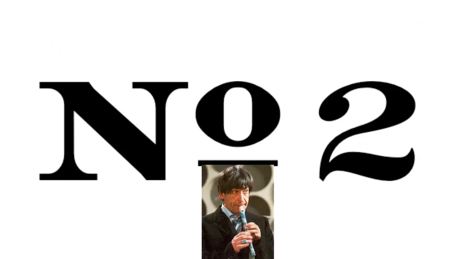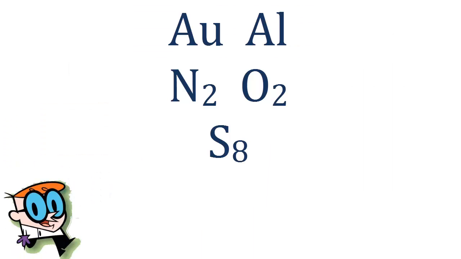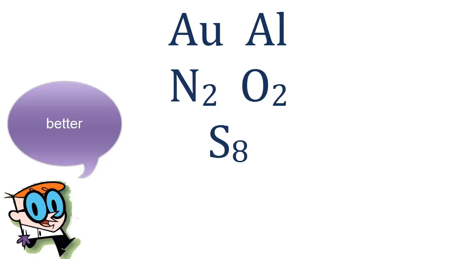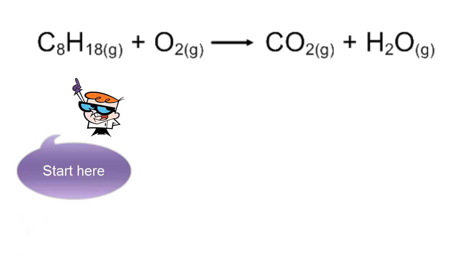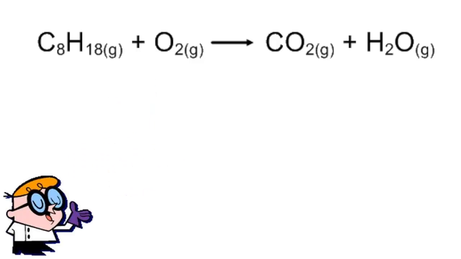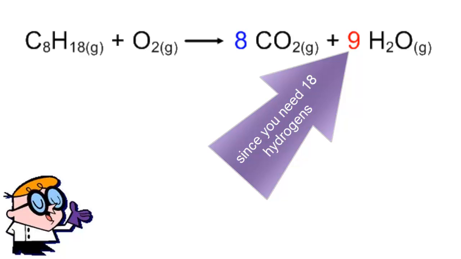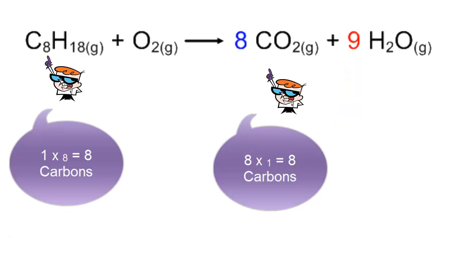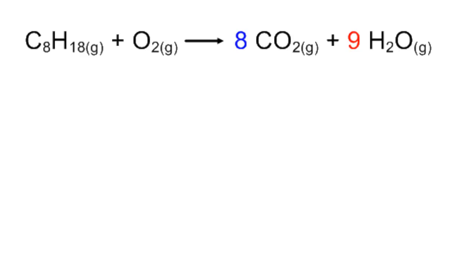Balancing is also made much easier if you save anything elemental, one capital letter, for last. For example, the combustion of octane. Here, you should start by balancing carbon and hydrogen atoms, and save oxygen for last since it is elemental. So we'll first need 8 carbon dioxides and 9 waters to balance the 8 carbon atoms and 18 hydrogen atoms in octane. Next we'll look at oxygen.